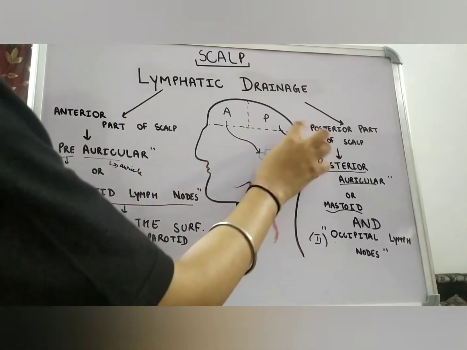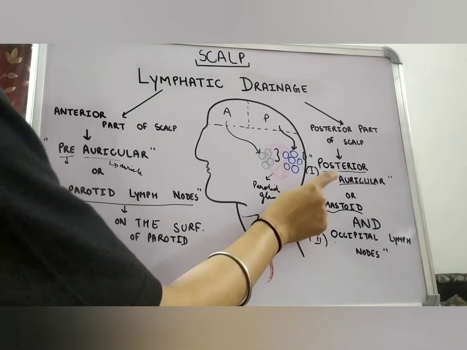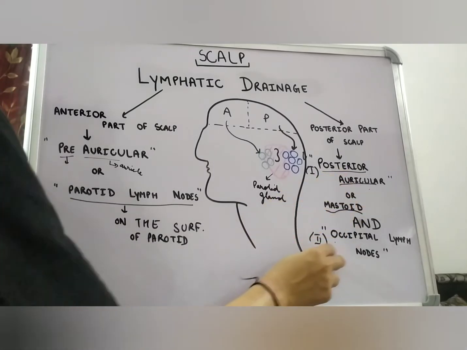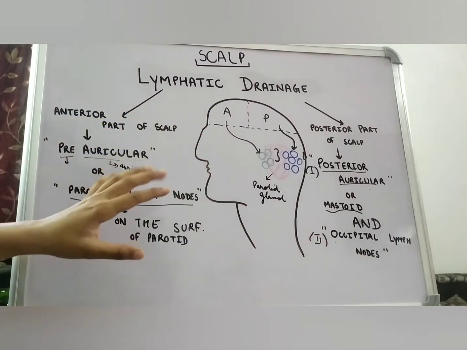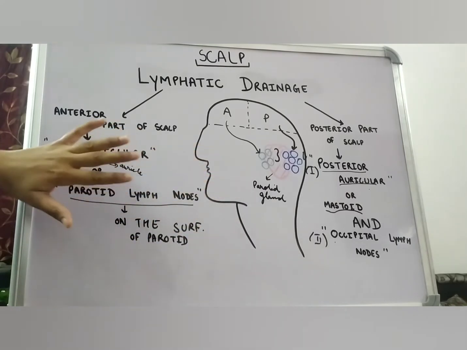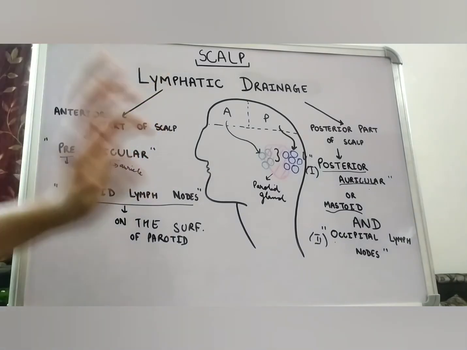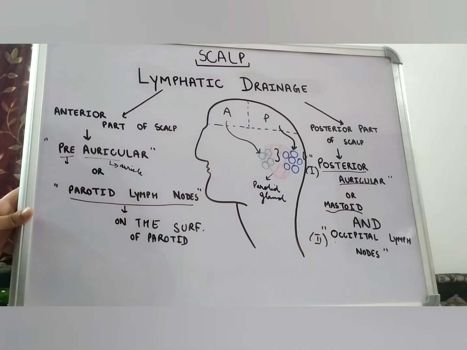Okay. So the posterior part of the scalp would drain into the posterior auricular group of lymph nodes, or you can also term them as mastoid group of lymph nodes, and the second group being that of occipital lymph nodes. So the anterior part would drain only into the pre-auricular or parotid group of lymph nodes, one type of lymph nodes, while the posterior part of the scalp would drain into two groups, one the posterior auricular and another the occipital lymph nodes. So this was all about the lymphatic drainage of the scalp.